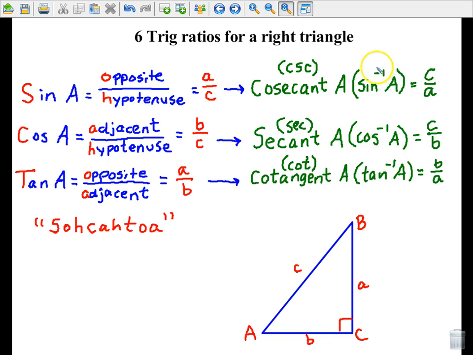And do you remember how earlier when we were looking at inverse functions, just by way of review, if we had a function and we wanted to find its inverse, we used that little, looks like a -1 exponent, and it means the inverse of. Well, that's the way this is being used now. Cosecant is the inverse of the sine ratio. Secant is the inverse of cosine. Cotangent is the inverse of tangent.